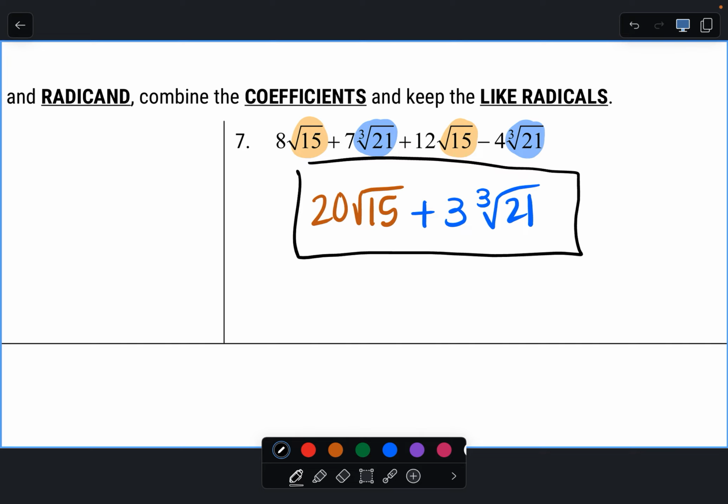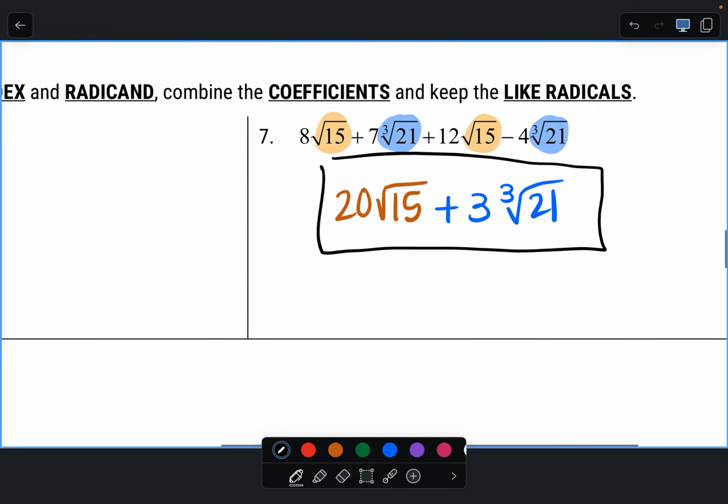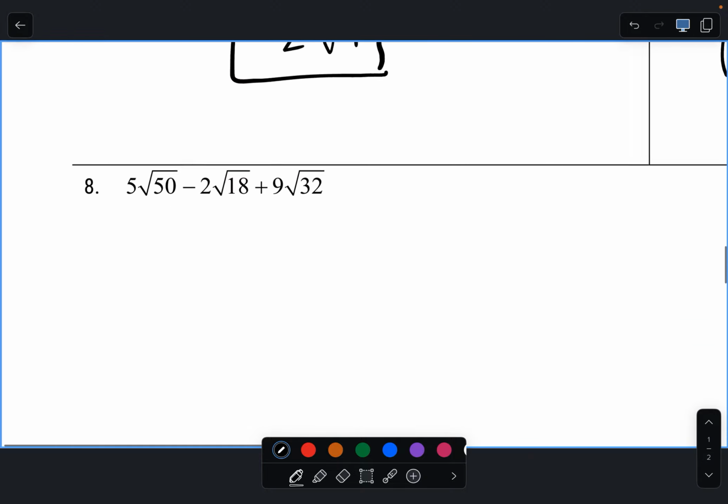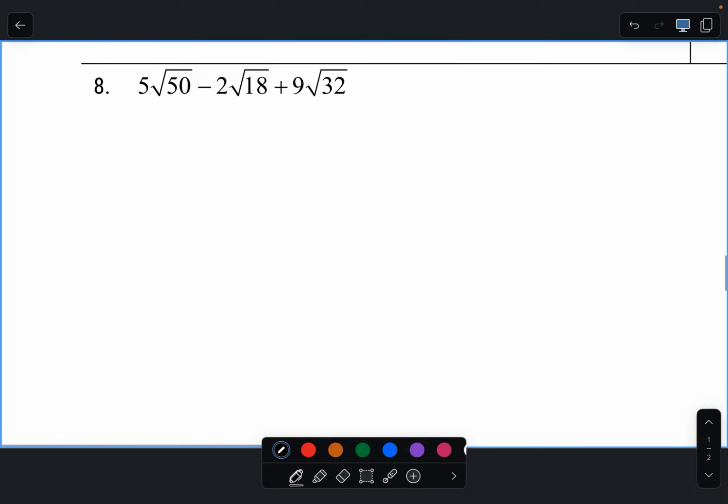Okay, let's try the next one. Let's go to the back. Now, when you multiply radicals, you are going to take the outside terms times the outside, and then you are going to do the inside times the inside. Do not mix and match. It's outside, outside, inside, inside. Whenever you don't have anything outside, you don't have to write anything.